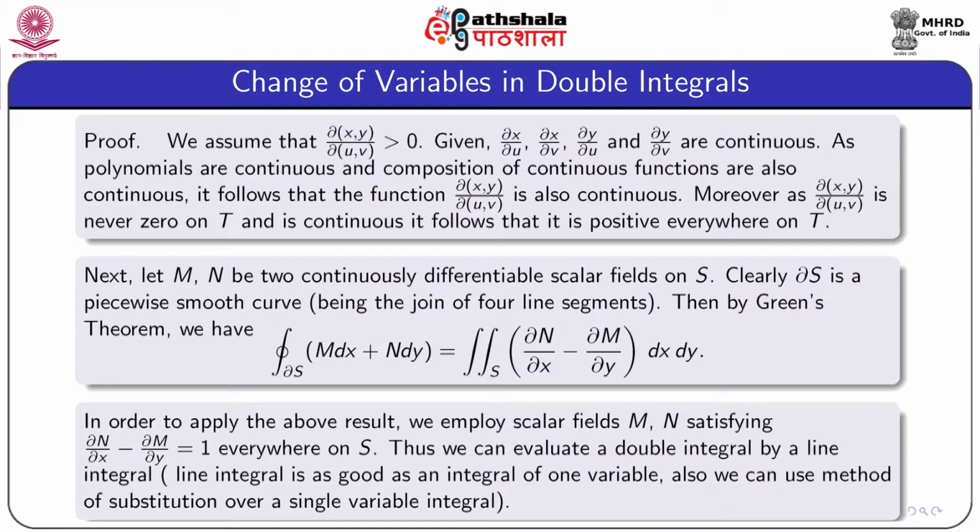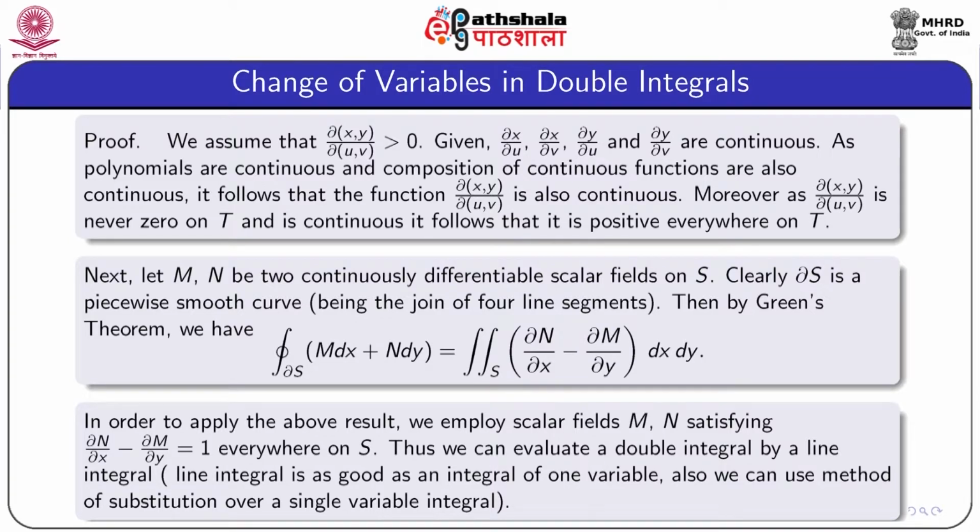Next, let M and N be two continuously differentiable scalar fields on S. Clearly, ∂S is a piecewise smooth curve because it is the join of 4 line segments. Then by Green's theorem we have the line integral over ∂S of M dx plus N dy equal to the double integral over S of (∂N/∂x minus ∂M/∂y) dx dy.